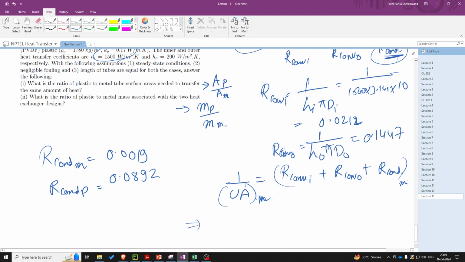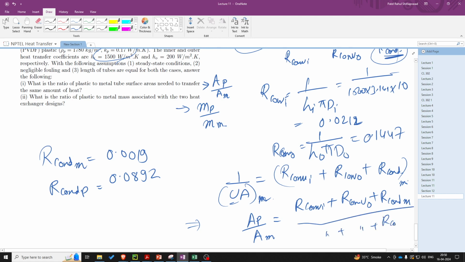In order to find the ratio of area, we can just take the ratio of both of these terms, and U will be the same. So area of metal upon area of plastic. Now in this question we have been asked to find the reverse, that is area of plastic upon area of metal, which will become R convection inside plus R convection outside plus R conduction of plastic, divided by R convection inside plus R convection outside plus R conduction of metal.